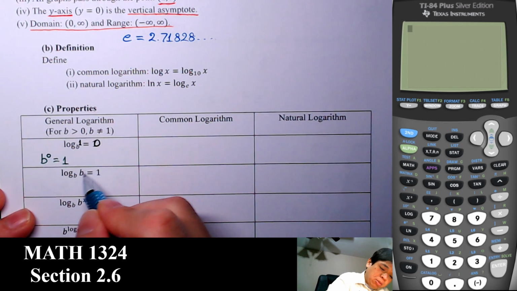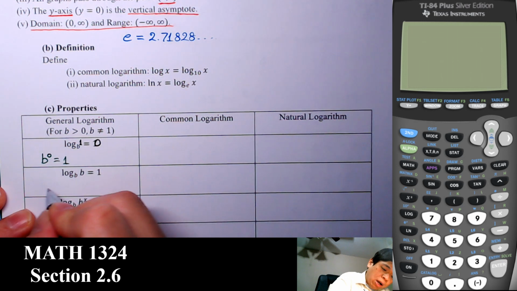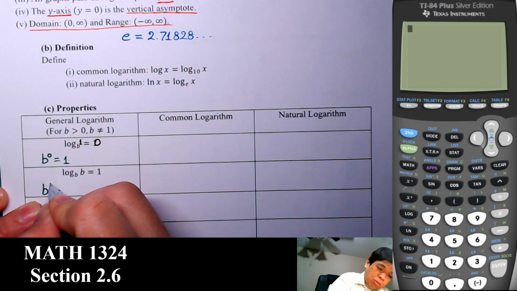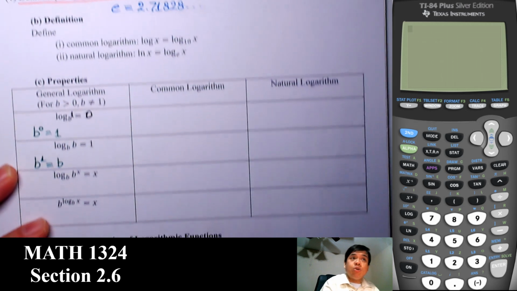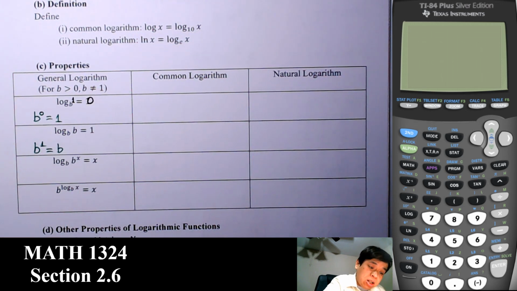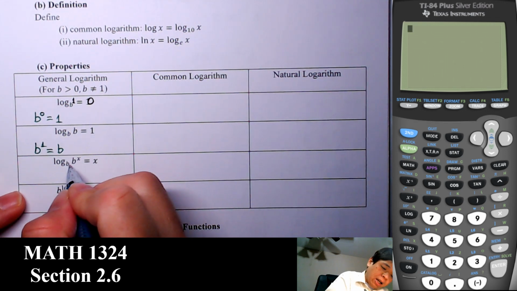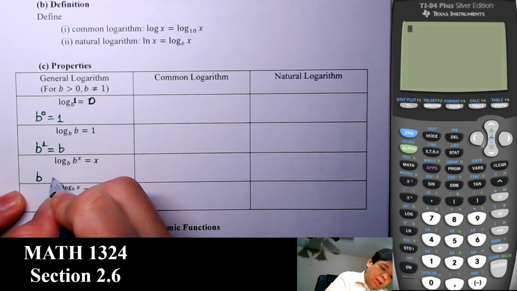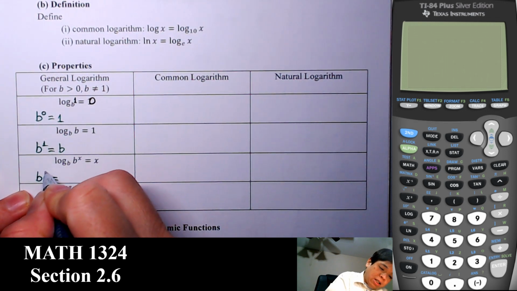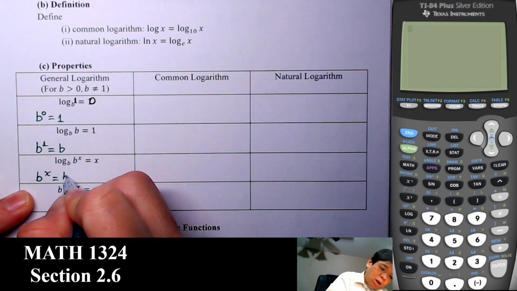Next, log base b of b is 1. Now again, if we swap, keep the base, keep the equal sign, 1 and b will be swapped. And that is also true, b to the first power is itself. Next, we keep the base b, and then we swap the x here, and b to the x will be swapped to the other side.